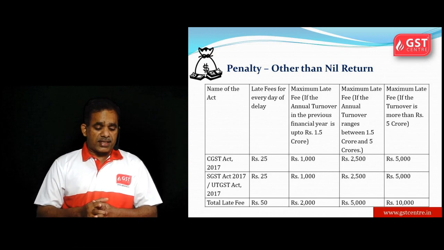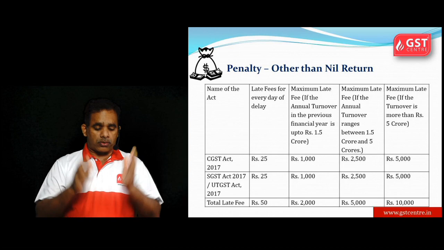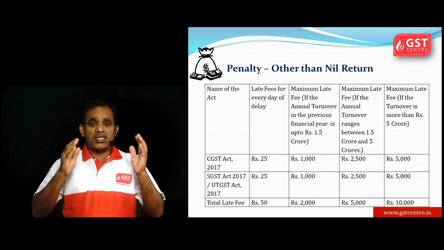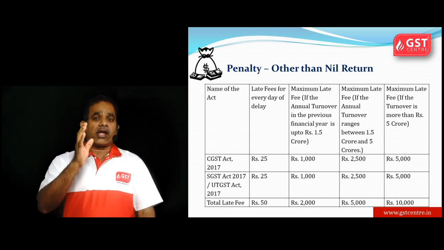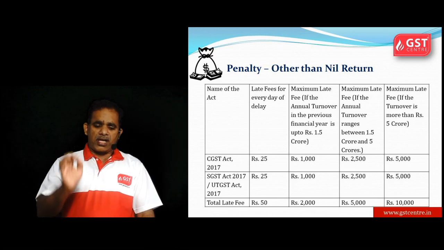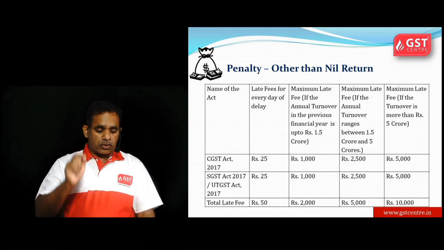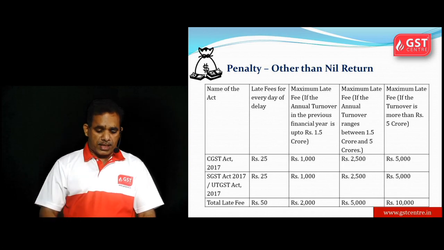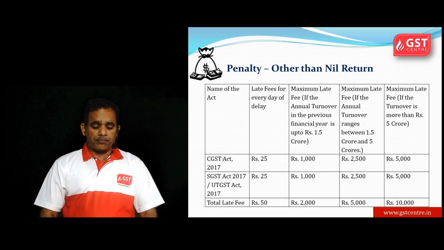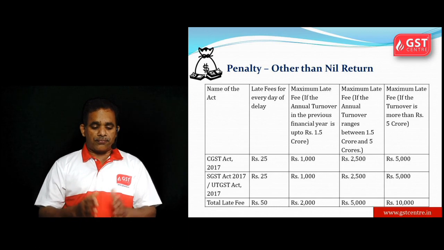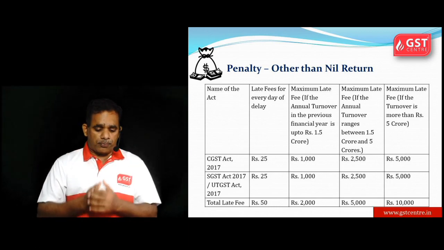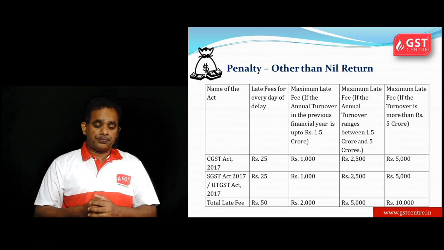As per CGST Act, it is rupees 25. SGST Act or UTGST Act, rupees 25. So total late fee is rupees 50 for every day of delay. Then the maximum late fee is 1000 rupees for CGST Act, 1000 rupees for SGST Act and UTGST Act. So total late fee, if the turnover is less than 1.5 crores, is 2000 only.